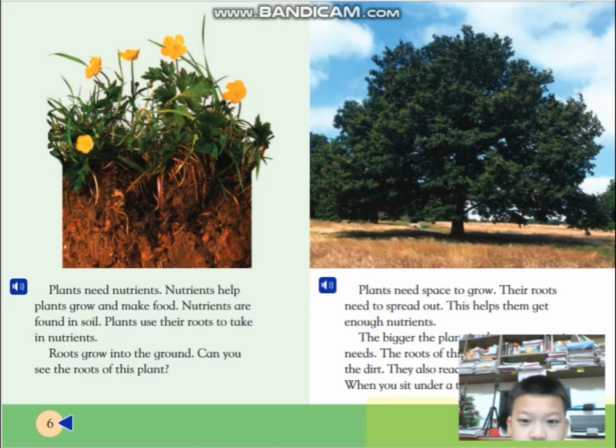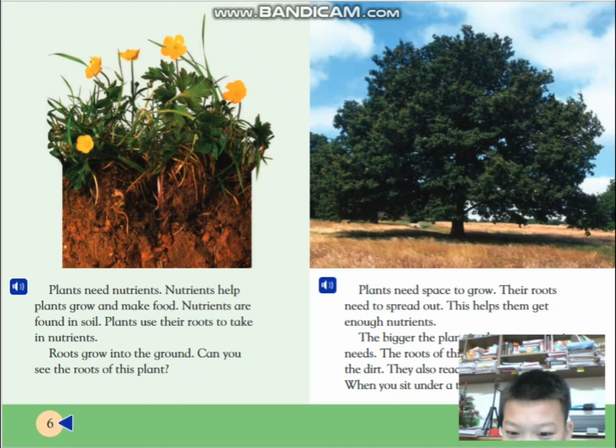Plants need nutrients also. Nutrients help plants grow and make food. Nutrients are found in soil. Plants use their roots to take in nutrients. Roots grow in the ground. Can you see the roots of this plant? Yeah, it's all underground.